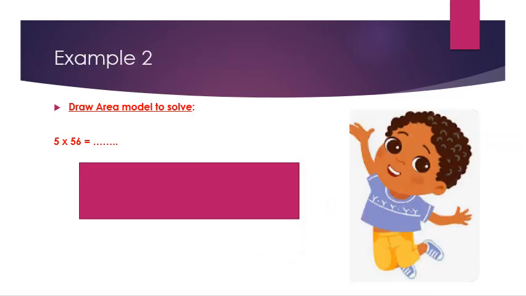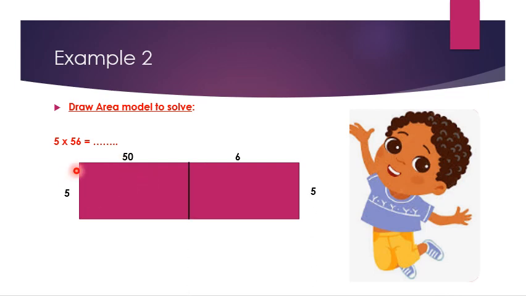Okay, example 2, draw the area model to solve 5 by 56. Let's solve this example by using area model. Are you ready? Okay, 5 by 56. The first step, I'm gonna draw a rectangle. The second step, I'm gonna put the dimension of the rectangle. Here it's a length and here it's a width. 56. So I will distribute 56 into 50 and 6. Great job. And what about the width? It will be 5 as it is.